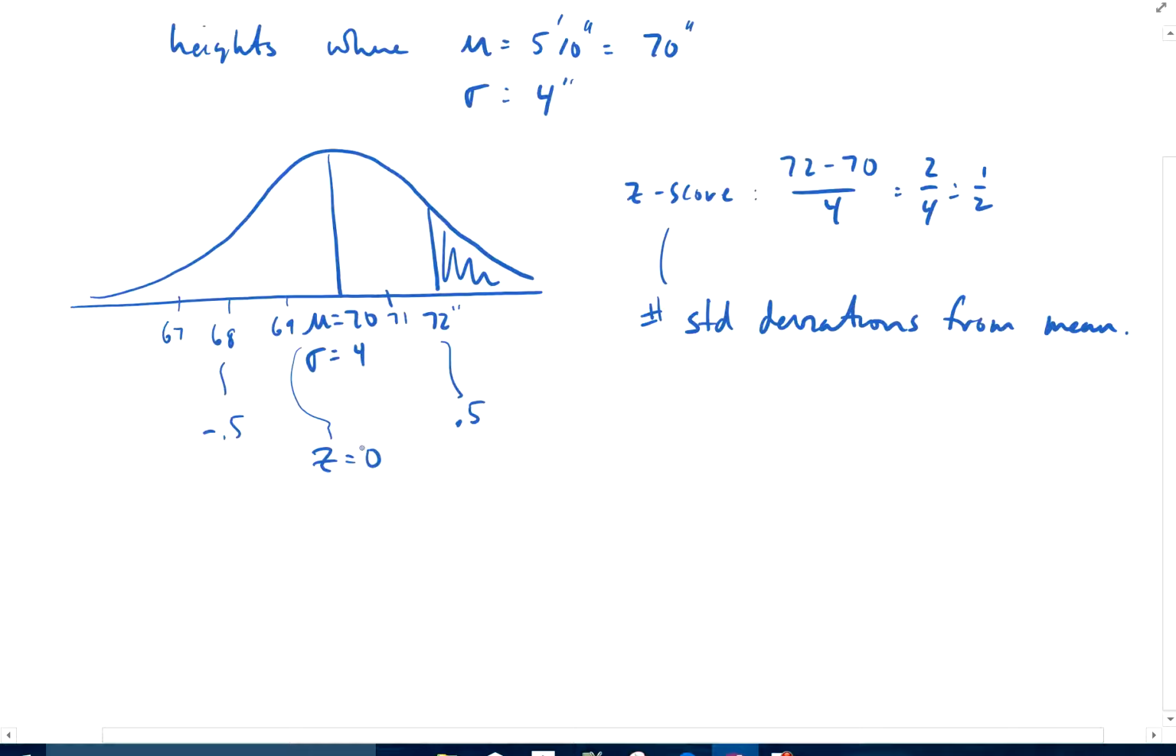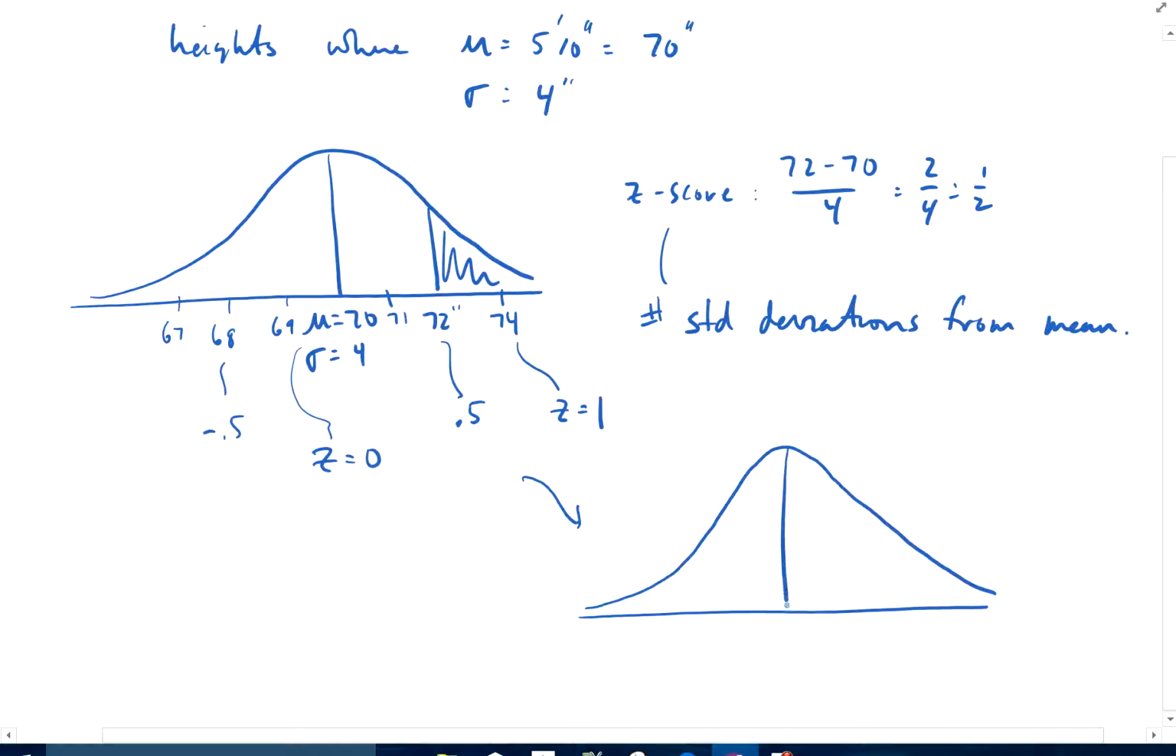Okay. Now, what happens out here at 74? What's the z-score there? It's 1, because it's 4 units above, so it's 1 standard deviation away. So let's take a look at this curve. These are my z-scores.